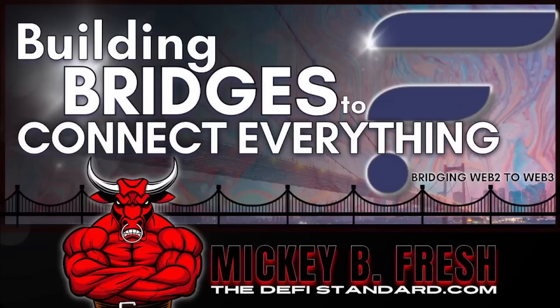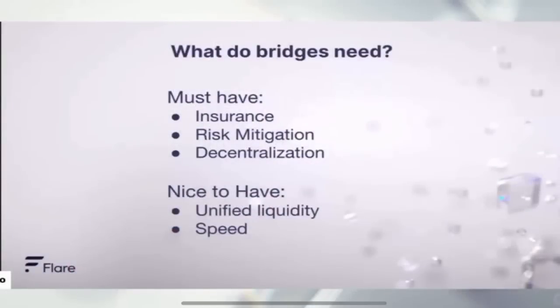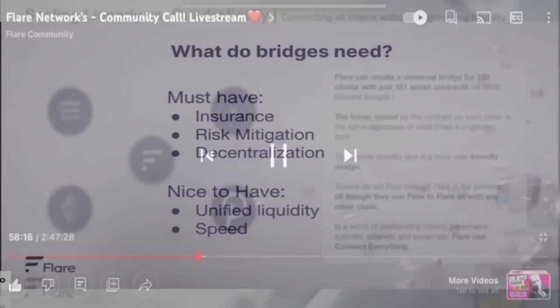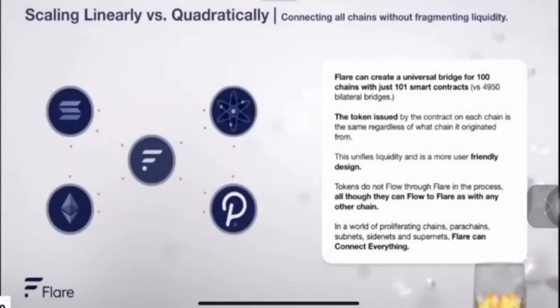And now let's listen to another clip from Hugo. We've been thinking a lot about bridges and what they need, how to create the bridges for the top 100 chains to allow tokens to flow from any of those chains to any other of those chains, not with 4,950 bridges, but with just 101 smart contracts. And that makes our job of building this system out much easier.